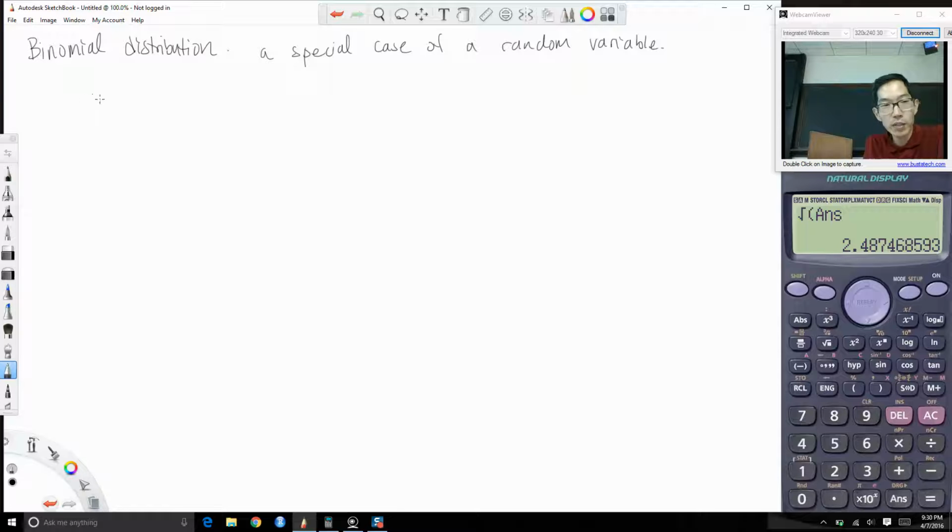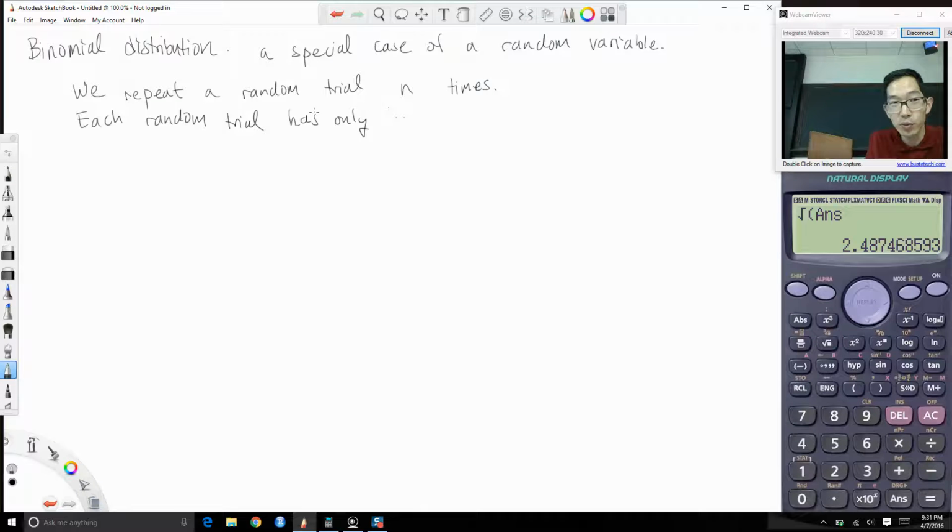And so what this does is, we repeat a random trial n times. Each random trial only has 2 outcomes. And this is why it's called the binomial distribution. Only 2 outcomes. So it's either, and in the literature we've labeled this success or failure.